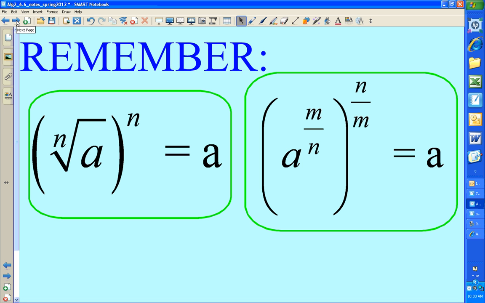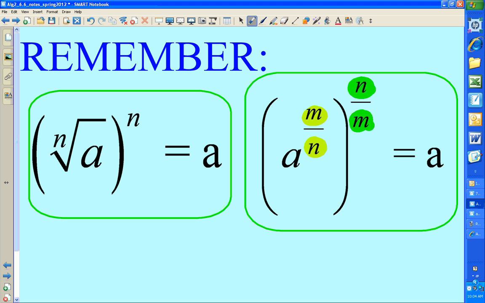Okay, two things to remember. If it's in radical form, this is what we've been doing right here: the nth root of a, raise it to the index power, and you'll get the radicand. You're going to look at a couple of examples when you have a fractional power. You're going to raise to the reciprocal power. You just flip the power and raise both sides to the n over m power, and then you'll get the base by itself.